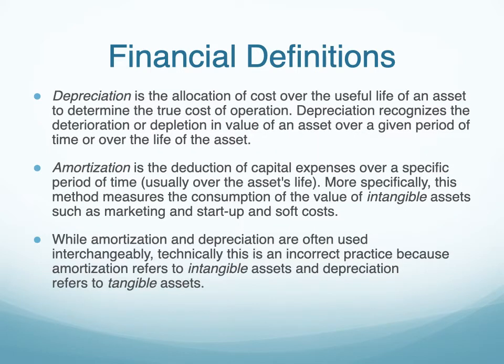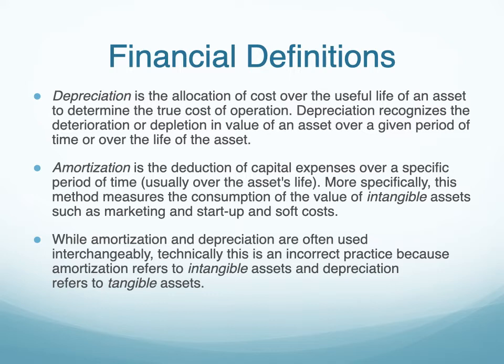Financial definitions continued. Depreciation is just the allocation of cost over the useful life of an asset to determine the true cost of operations. Depreciation recognizes the deterioration or depletion in value of an asset over a given period of time or the life of the asset. For example, a roof can be depreciated because it has a certain life. A building can be depreciated. Furniture can be depreciated. Typically, the depreciation of furniture and fixtures and equipment inside an operation is about 5 years, whereas the building may be depreciated over 30.